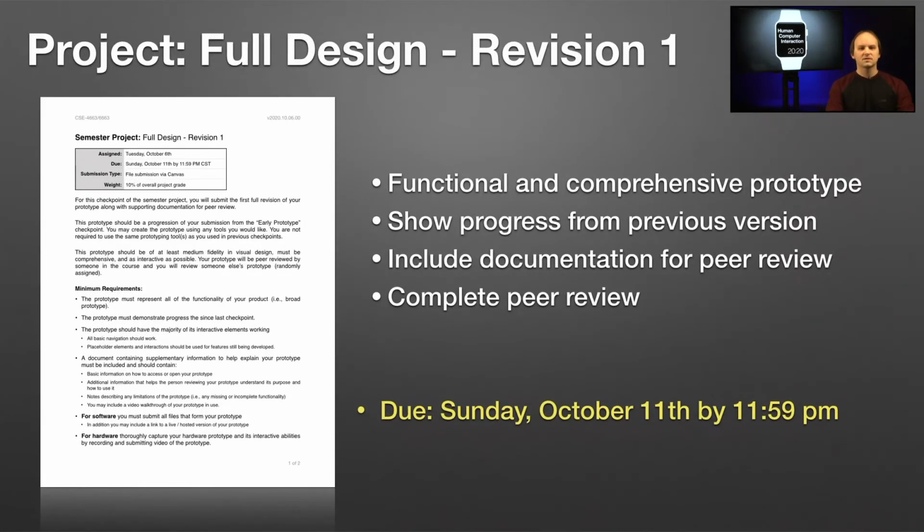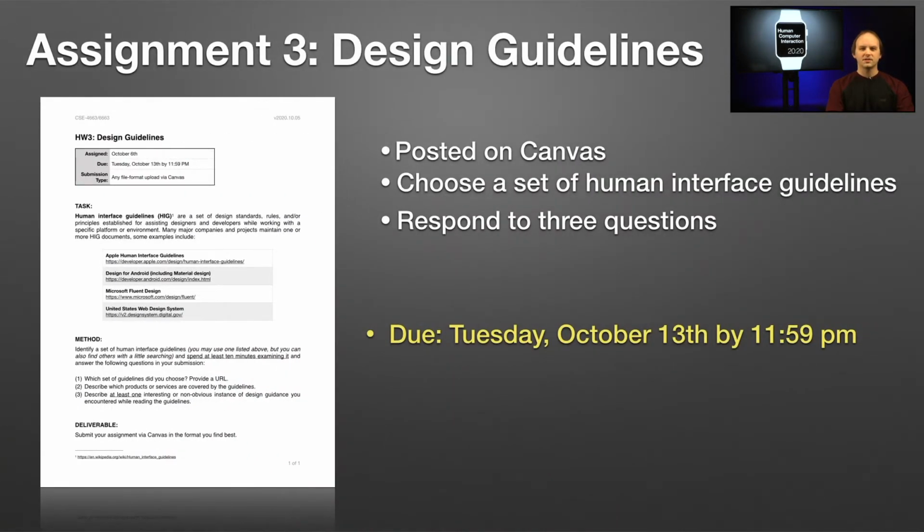Okay, so other announcements. Your full project first revision is due on Sunday by midnight, and that's just the functional prototype, and we're going to use that for peer review. So you'll get feedback from another person in the class, and you'll get feedback from me on that. Also, assignment 3, the design guidelines assignment, is due next week on Tuesday by midnight. That's where you just look at either one of the design guidelines provided in the assignment, or find one from a company or product that you like, and then answer these 3 quick questions on it. So that's due on Tuesday.